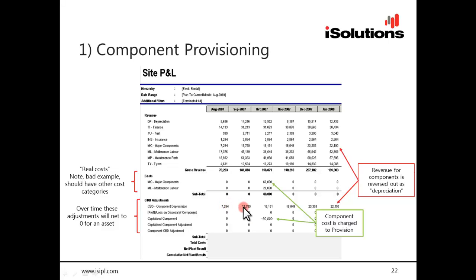7,294. And then the other thing that happens is when you do incur a major component, i.e. a $60,000 cost for a component, that is shown as a real cost, but then it's credited and your provision account is debited for it. So essentially the provision account is paying for it. So that's how the mechanism works in AMT. We'll be coming back to this a couple of times, but that's the base structure.